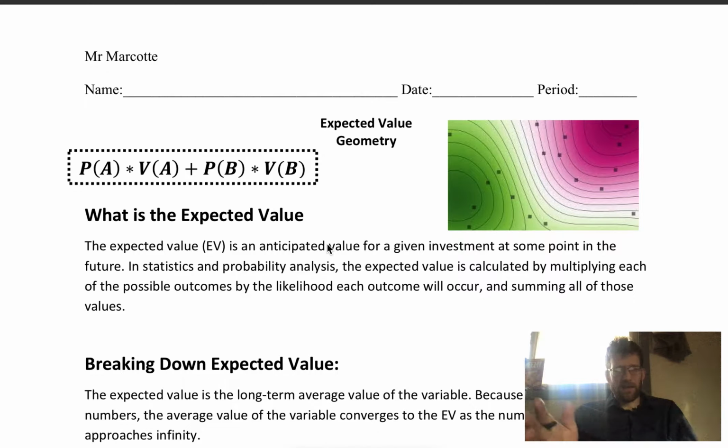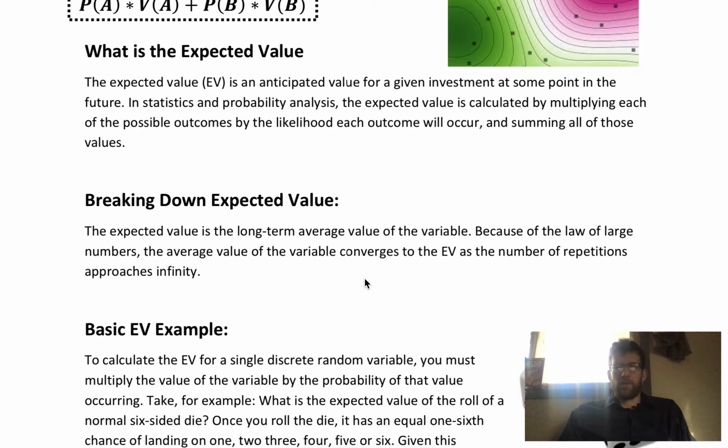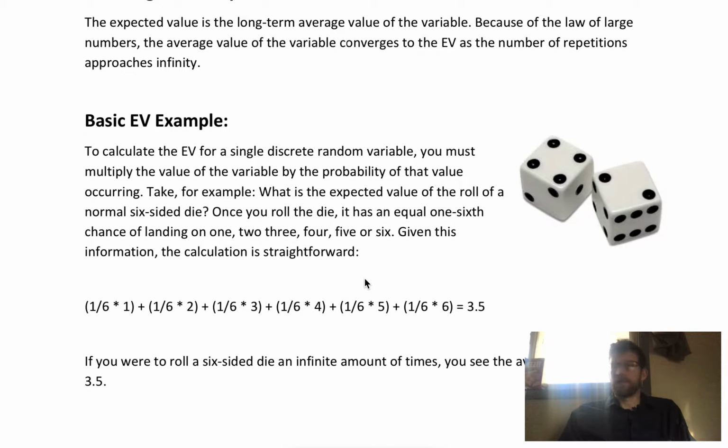So if you have 10 different events, each one has maybe a different probability of happening, and each one has a different value. Then you simply sum up all of those products. So let's just jump right into a really simple example.